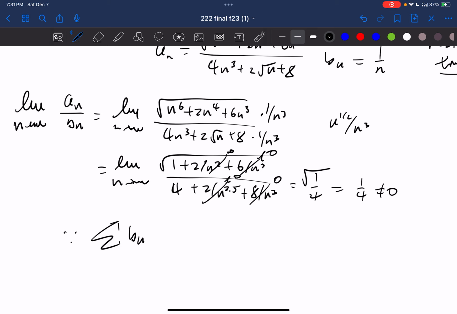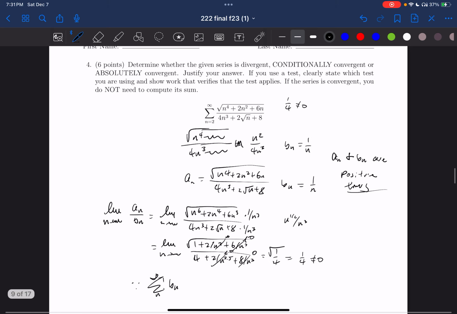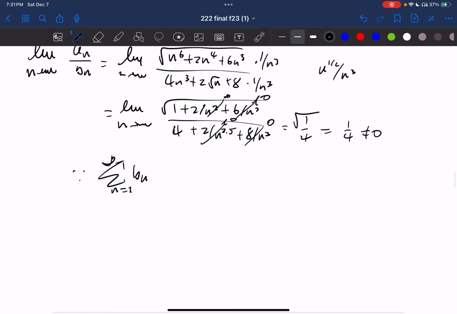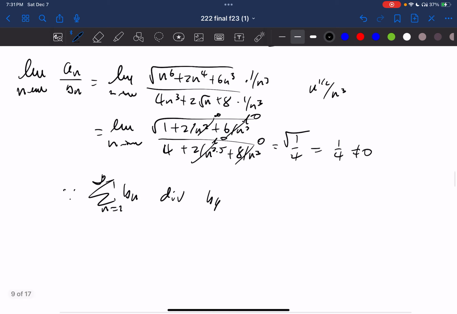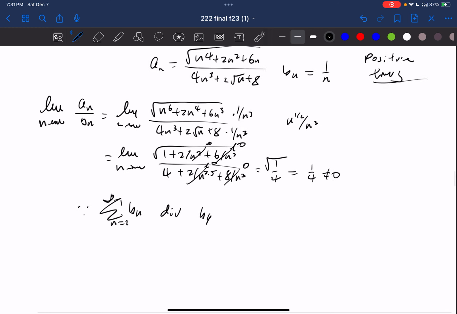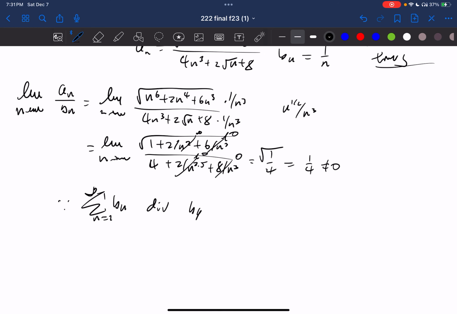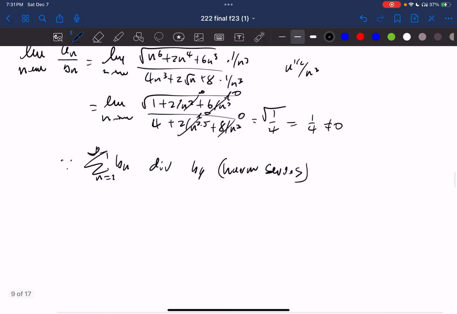Since the summation from n equals 2 to infinity of b of n diverges by harmonic series, 1 over n is harmonic series, where you can say p test where p equals 1. Therefore, the summation as n equals 2 goes to infinity of a of n will diverge by limit comparison test.